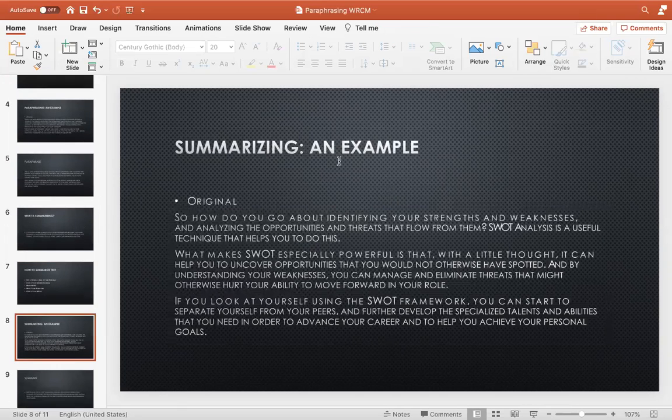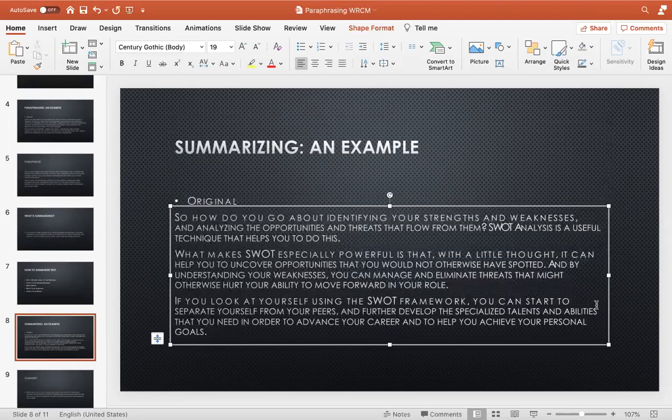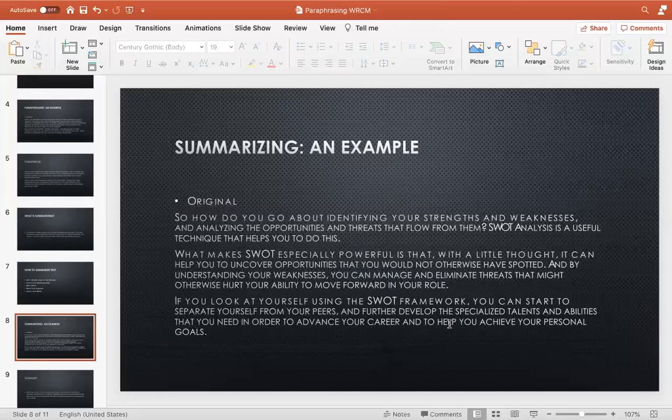Here is an example of summarizing. So this is the original article, original paragraph. Let's read it together. You can see it on your slide. I will read it loud for you. So how do you go about identifying your strengths and weaknesses and analyzing the opportunities and threats that flow from them?